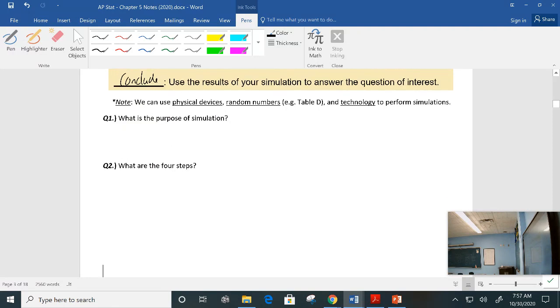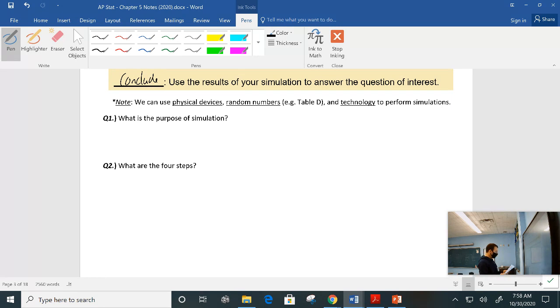When you're running a simulation, you can use physical devices such as dice, cards, things like that. You can use random number generators. You could use table D, your table of random digits. All of those things can be used to perform simulations. You can do names in a hat, numbers in a hat, things like that.